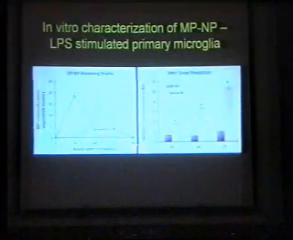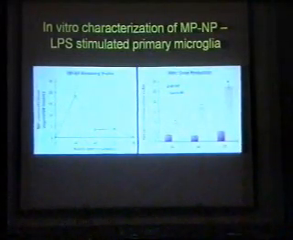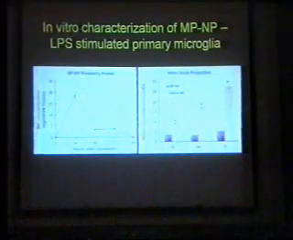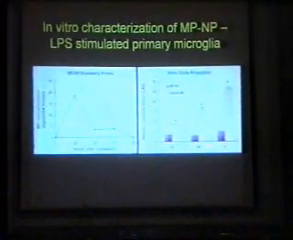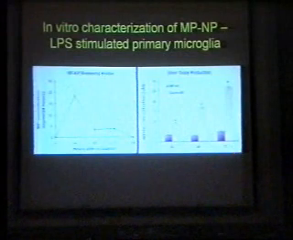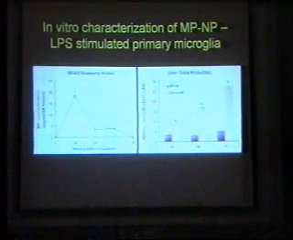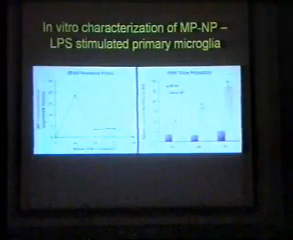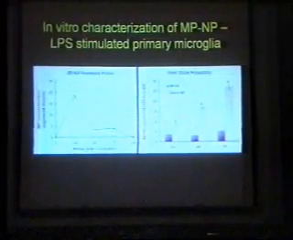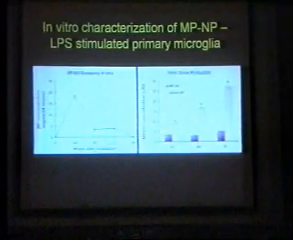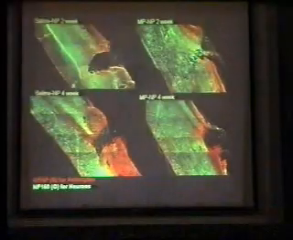We showed that the released methylprednisolone is actually active by looking at nitric oxide production from activated macrophages. You can take macrophages, activate them with LPS, lipopolysaccharide, and see that nitric oxide production, a standard assay for macrophage activity, and show that you can inhibit that by the released MP. So we characterize the particles and we try it in vivo.